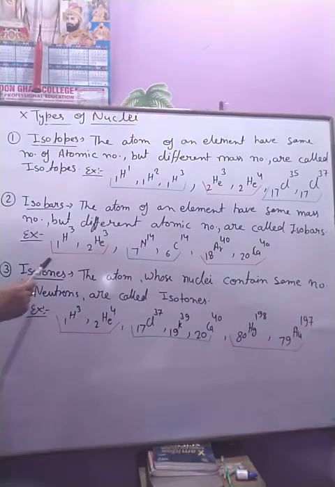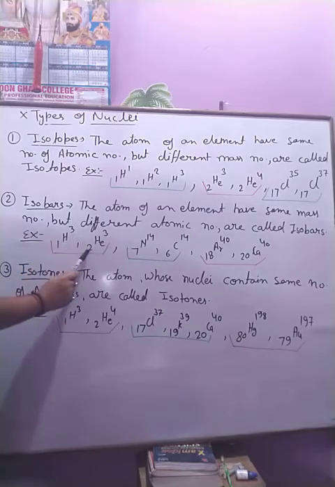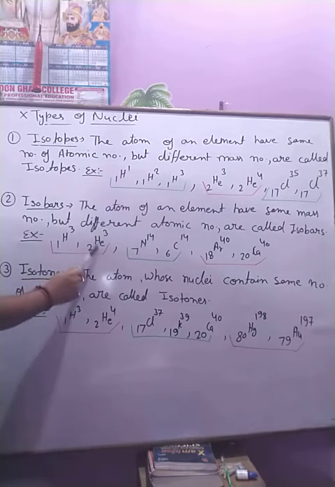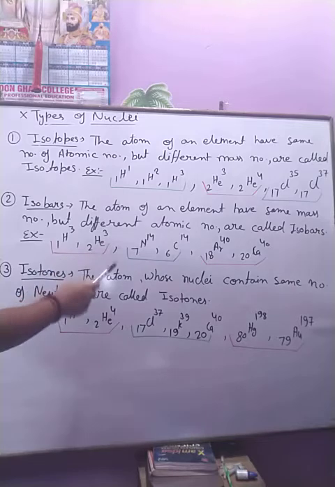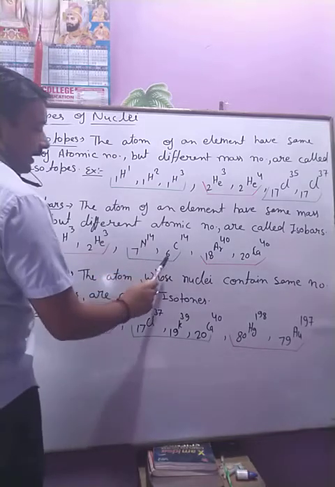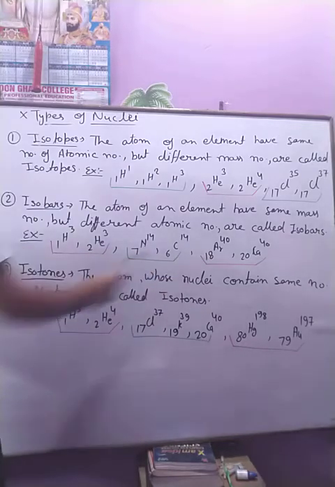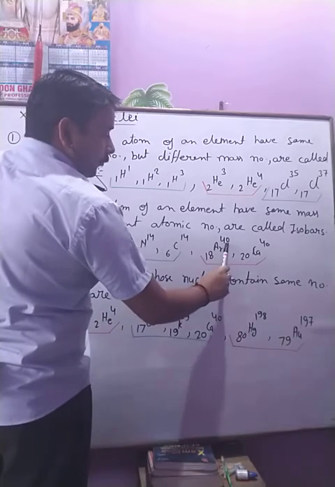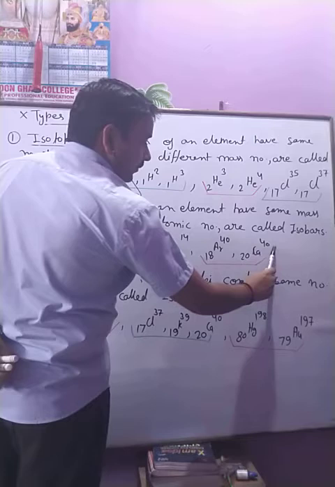Similarly, isobars: atoms of elements that have the same mass number but different atomic numbers are called isobars. For example, we have the atoms 1H3 and 2He3, in which the third isotope of hydrogen has the same mass number as the first isotope of helium. Similarly, nitrogen 7N14 and 6C14. This is the second example, and next is 18Ar40 and 20Ca40.